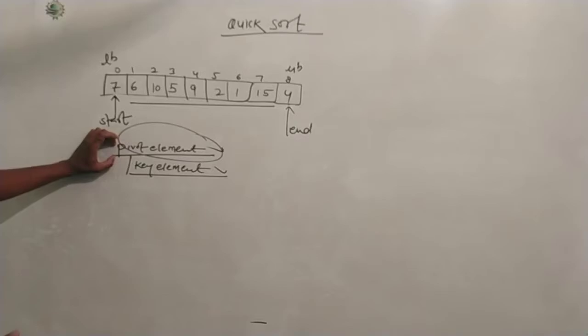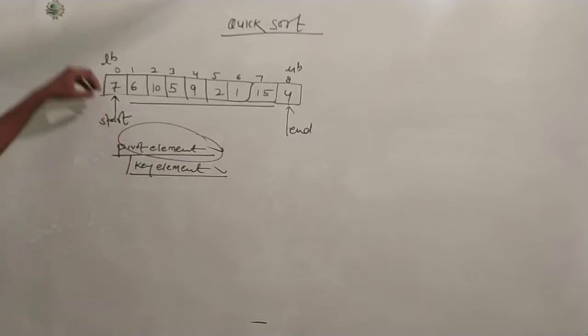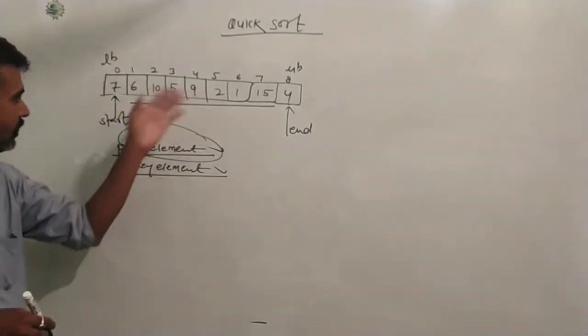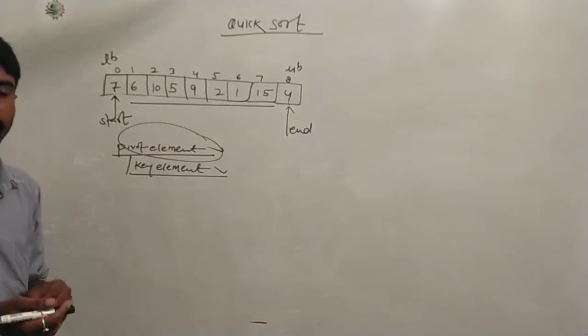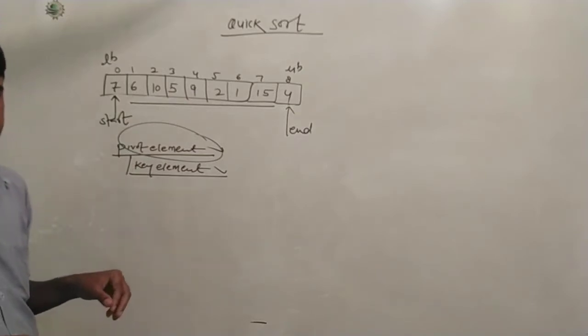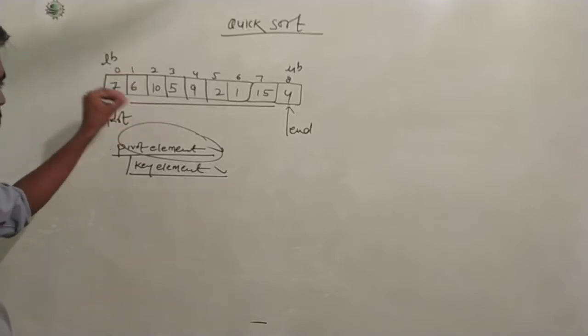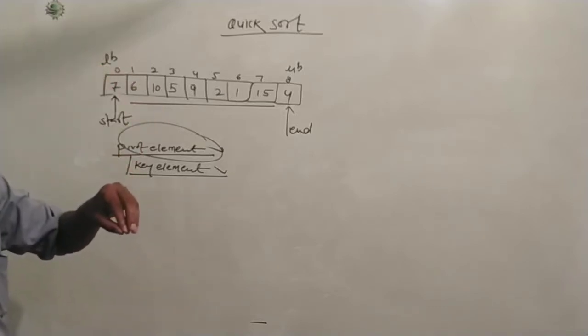the concept behind the pivot element is this: once we have selected any one element as the pivot element, we have to fix the place for that pivot element.